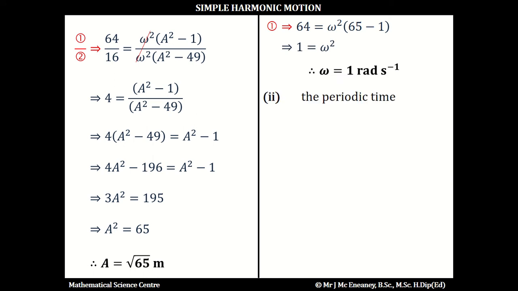In part 2, we're going to calculate the periodic time. Now T is just 2 pi over omega, which is just 2 pi over 1, which is just 2 pi seconds.